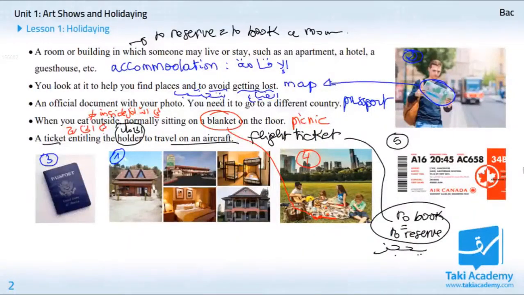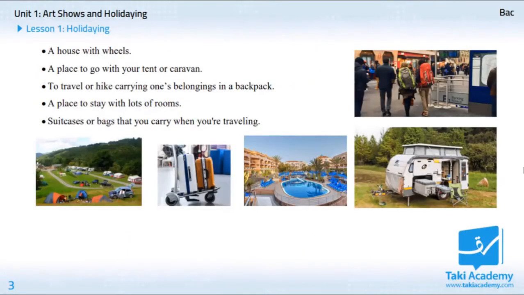Now we move on to another set of definitions. We have a house with wheels. What does the word wheels mean? So here we have wheels. You know, a car has 4 wheels. These are called the wheels. So, what do we call a house with 4 wheels? It's called a caravan. A caravan.